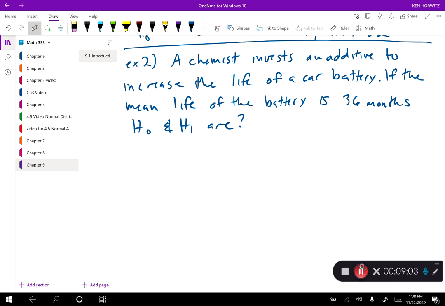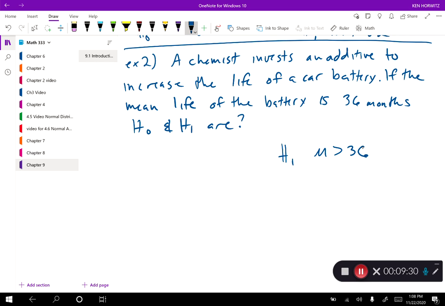So H0, let's see. Here I'm going to start with H1, meaning the alternative. So the chemist invents an additive to increase the life of a car battery. So he wants to test to see if the life of the car battery lasts longer. So he wants to test to see if mu is going to be greater than 36.